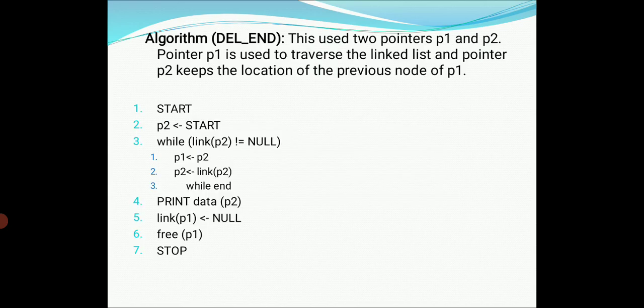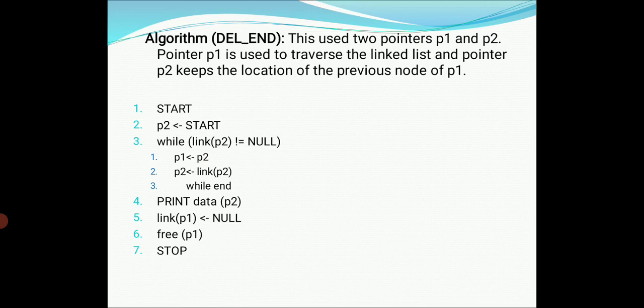So here is the algorithm. Here we have to use two pointers, P1 and P2. P1 is a pointer that is used for traversing the linked list up to the last but one node. Then pointer P2 keeps the location of the previous node of P1. So these are the steps, starting the algorithm.